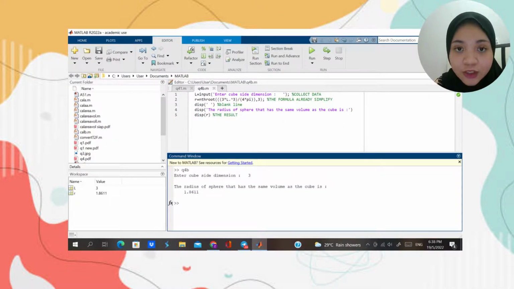Next, for question 1b, the question is the radius of sphere that has the same volume as the cube. So just put the script based on the first one, which is L input, enter cube side dimension, enter the formula, and then the blank line, and then state the question, the radius of sphere that has the same volume as the cube, and then the result, and then press enter. And next, press the run button, rename the script, and then run it.